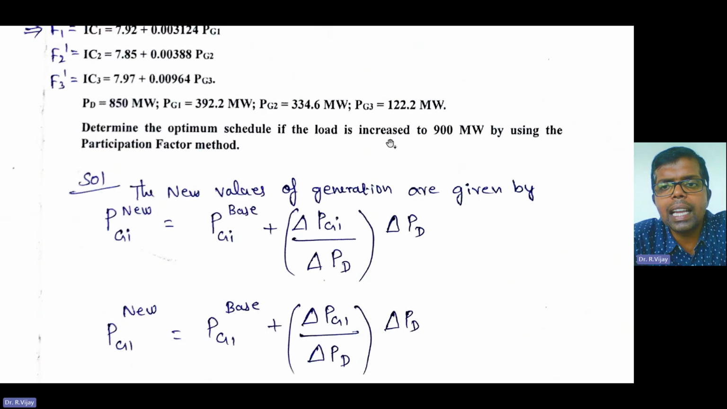How to calculate the change in the power demand? Here, determine the optimum schedule if the load is increased to 900 megawatt. The power demand is already given as 850 megawatt, but the load is increased to 900 megawatt. So you simply need to subtract: 900 minus 850, that is 50. That is, del PD is 50 megawatt.